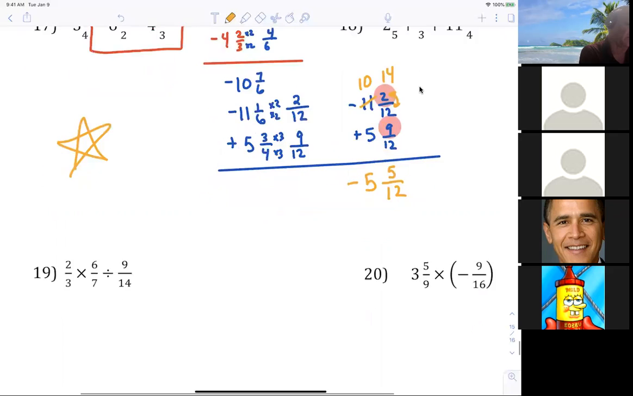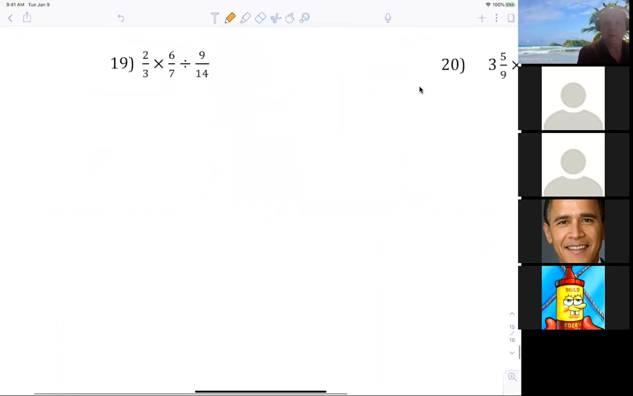All right? Now, number 19, last one for today. Division, multiply by the reciprocal. So 2/3 times 6/7 times the reciprocal, 14/9.